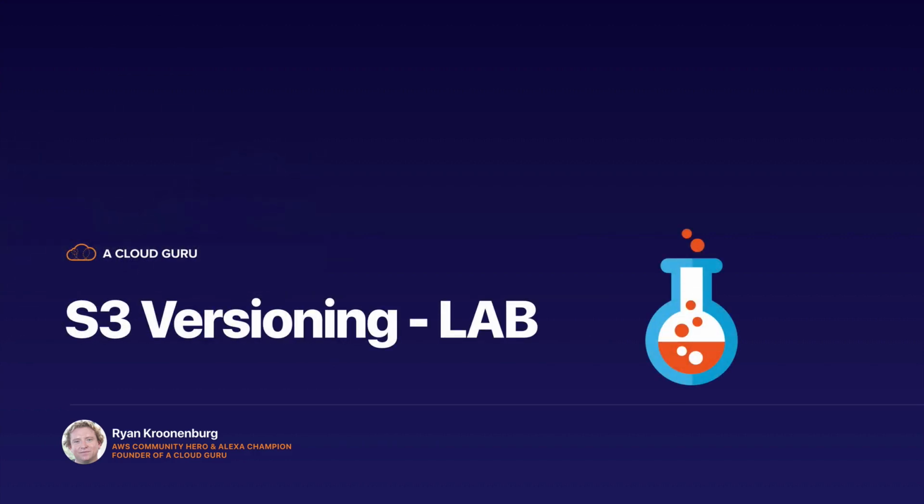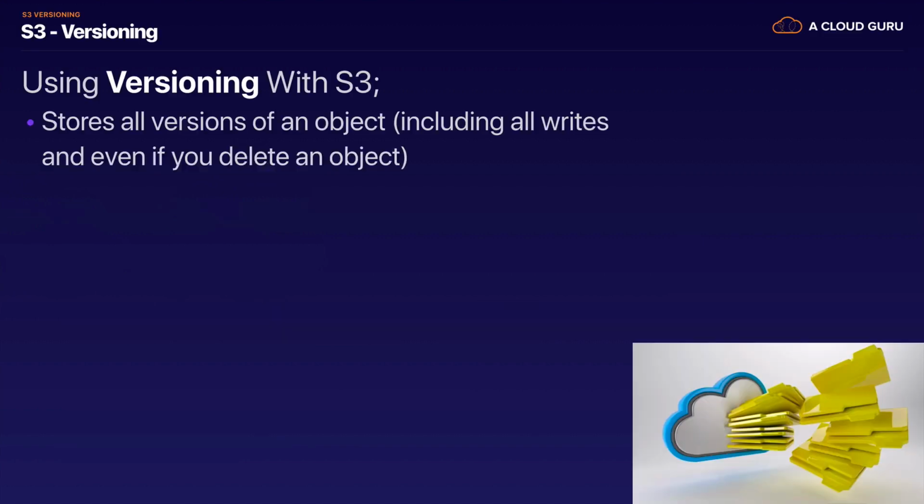In this lecture we're going to look at versioning. Before we get started, let's just see what we can do with versioning. Using versioning with S3 is going to store all versions of an object, including all writes, even if you delete the object, and we'll see that when we log into the console.